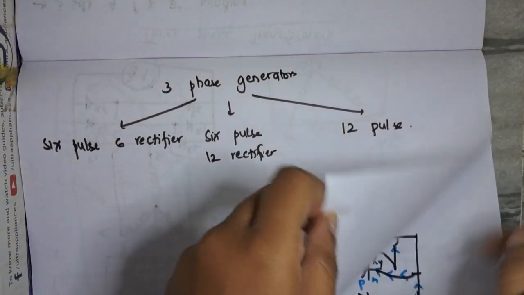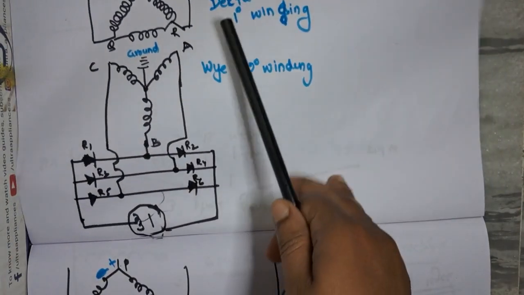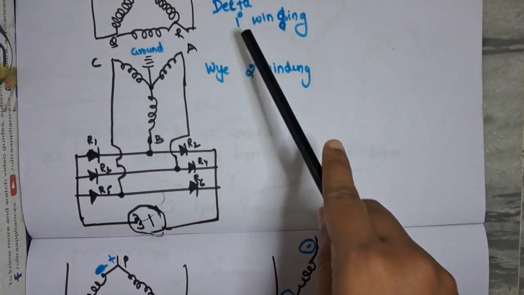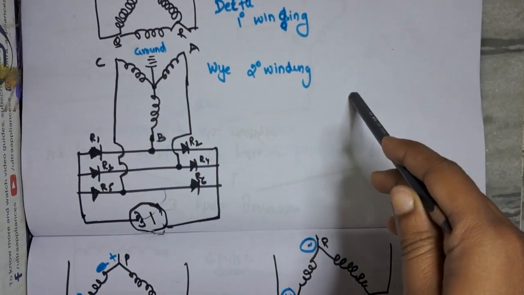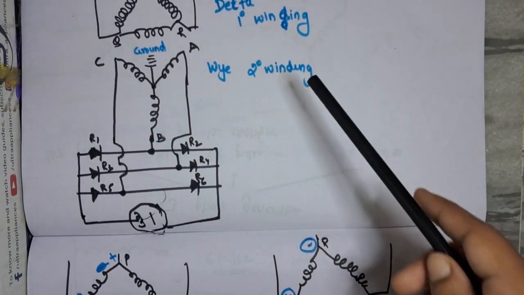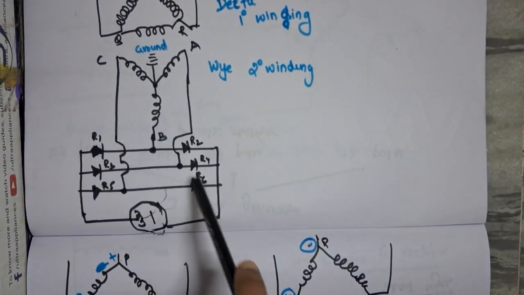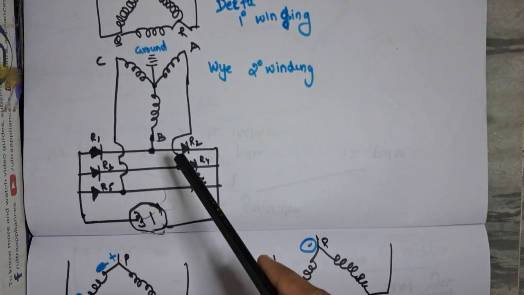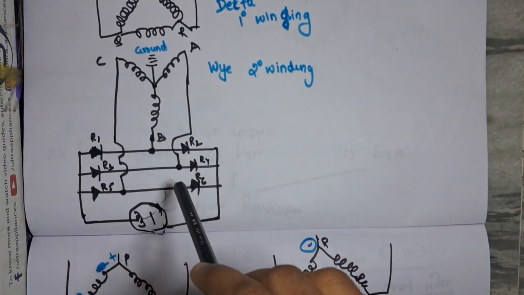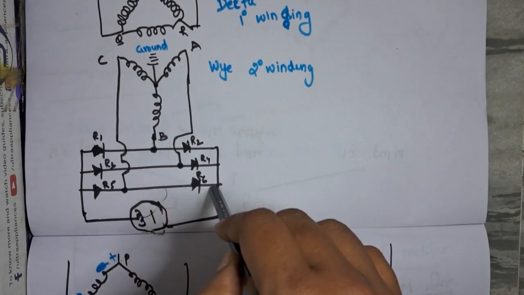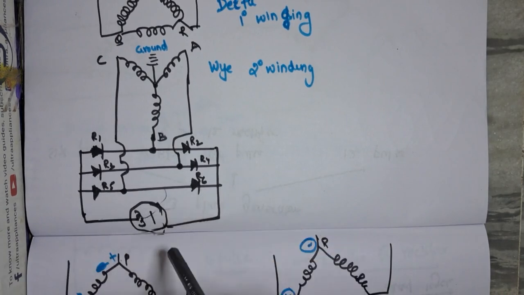This design of 6 pulse 6 rectifier generator consists of a delta wound primary winding and a Y wound secondary winding. The output of this Y wound secondary winding is connected to 6 solid state rectifiers. The 6 solid state rectifiers are actually 3 full wave bridges which are tied together.